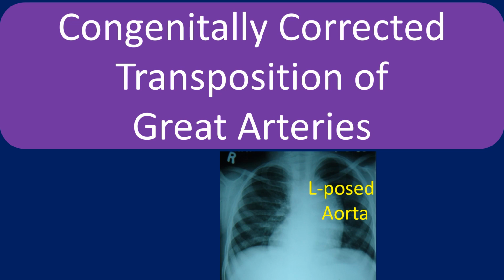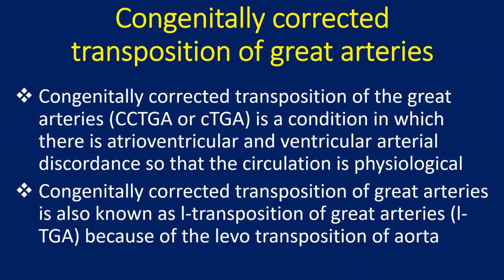Discussion on congenitally corrected transposition of great arteries. Congenitally corrected transposition of great arteries is a condition in which there is atrioventricular and ventricular arterial discordance so that the circulation is physiological. Congenitally corrected transposition of great arteries is also known as L transposition of great arteries because of the levo transposition of the aorta.